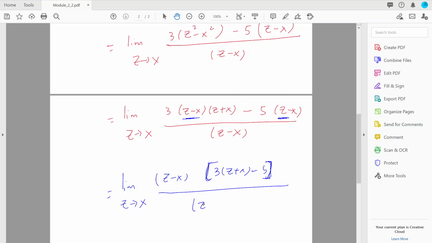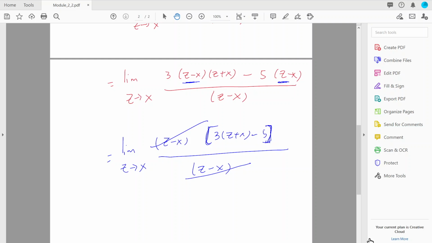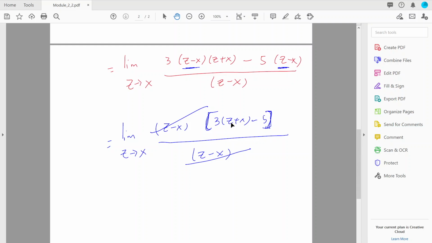On the bottom part, there is a z minus x. So now you can see that z minus x on the top and z minus x on the bottom, you can cancel out. So now you can find the limit of this expression when z approaches x. Finding the limit means just plug z equal to x here. That was not possible before because of this z minus x on the bottom part. But now it's 3 times z plus x minus 5. Just put z equal to x. When z approaches x, it's just x plus x minus 5.